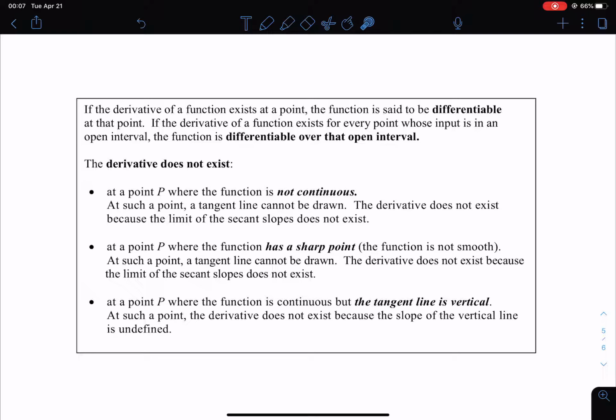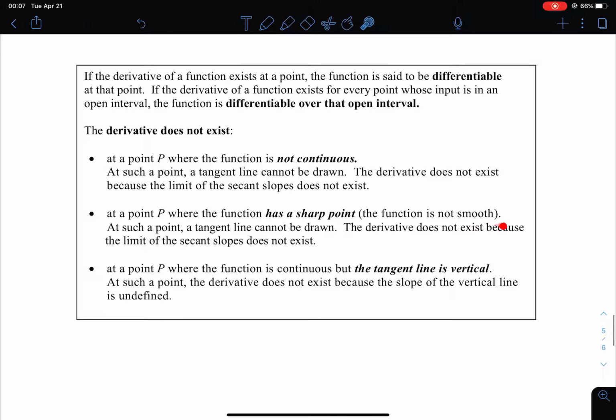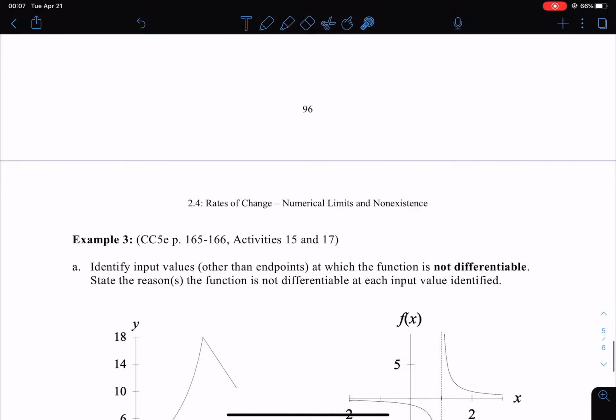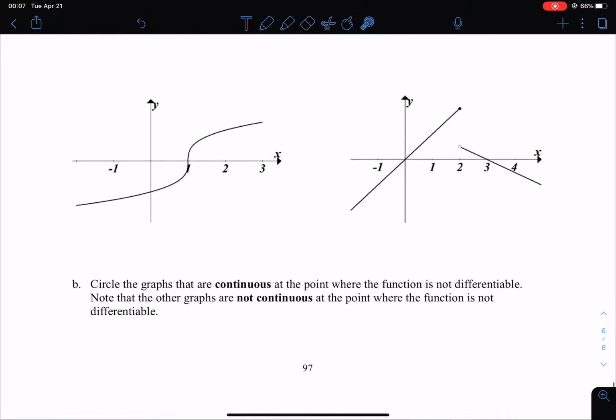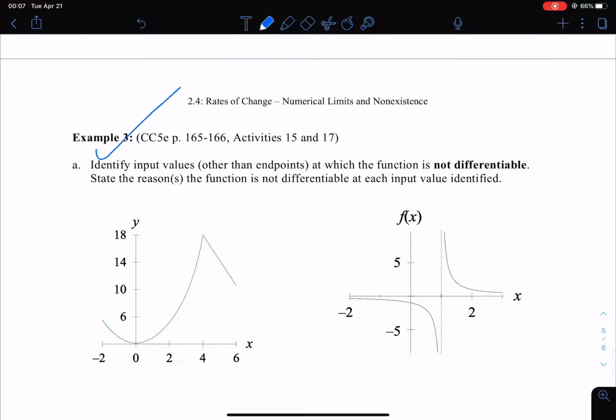The first case is the function is not continuous at point P. Then we say the function is not differentiable at point P, and the derivative does not exist. And the second case is the function has a sharp corner. So that means the function is not smooth. And the last case is the function is continuous, but the tangent line is vertical. That means the function has a vertical tangent line. And let's see, example 3. Example 3 is a good practice.